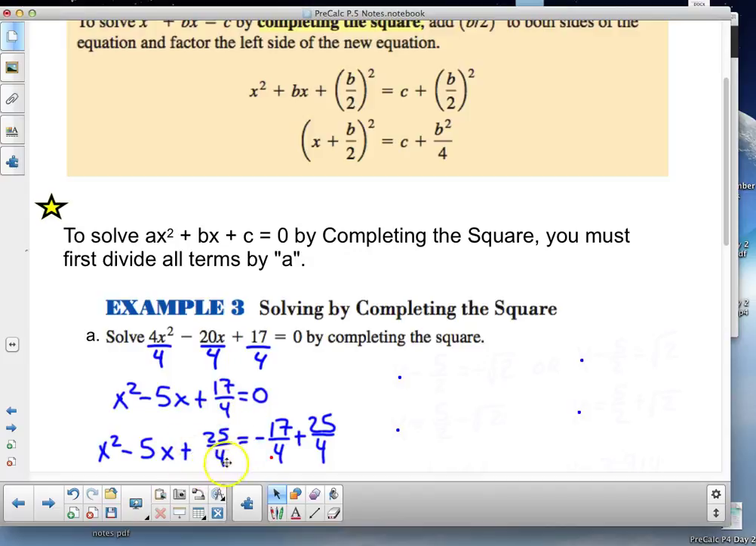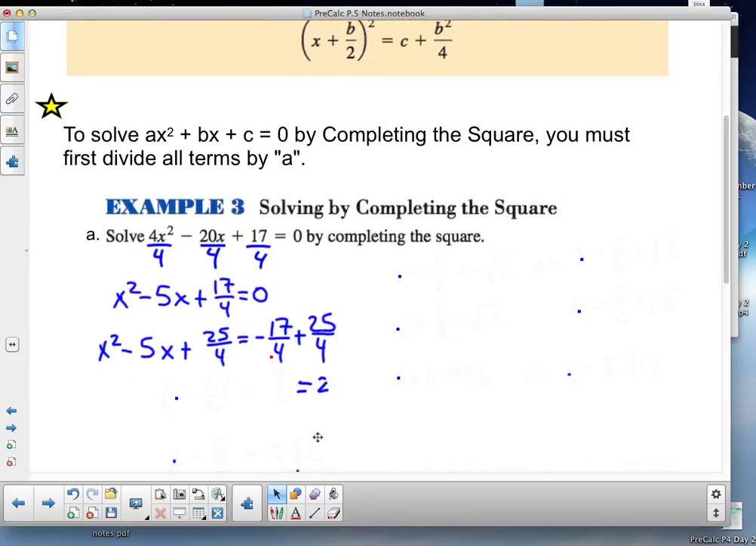Now remember, I added 25/4 to this side. And so I need to make sure I have a checks and balance thing. I have to add 25/4 to the other side because I'm really adding 0 to make this adjustment. Now, as I go through this, this is a perfect square. (x minus 5/2) squared. This is negative 17 plus 25, 8/4. Okay, now I'm going to take the square root of both sides, but remember, 8/4 is the same as 2.